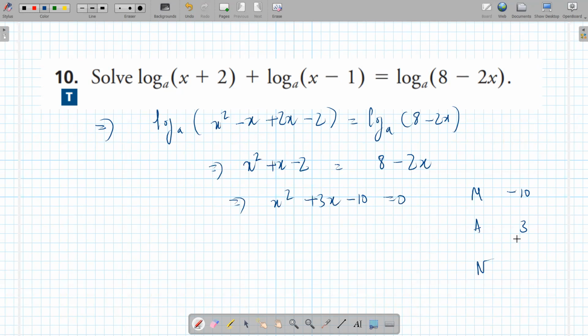Five and negative 2. Five and negative 2 does it. So you have x plus 5, x minus 2 equals 0, which means x is negative 5 and x is 2. Can x be negative 5? Look at the first question up top. The question itself: can x be negative 5?